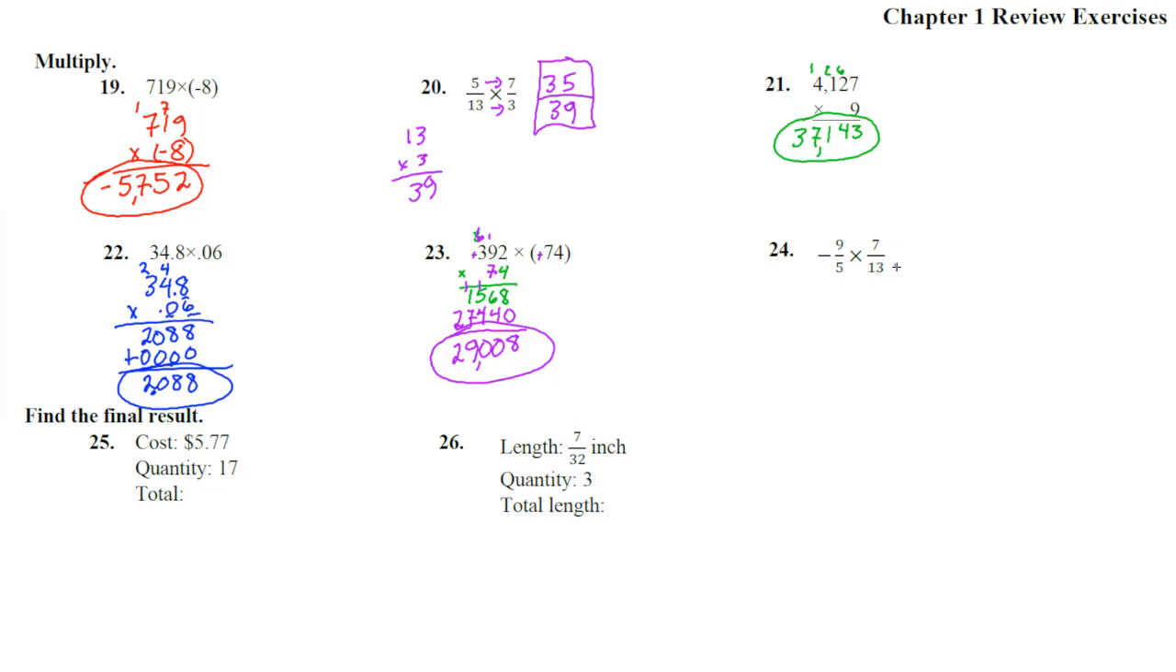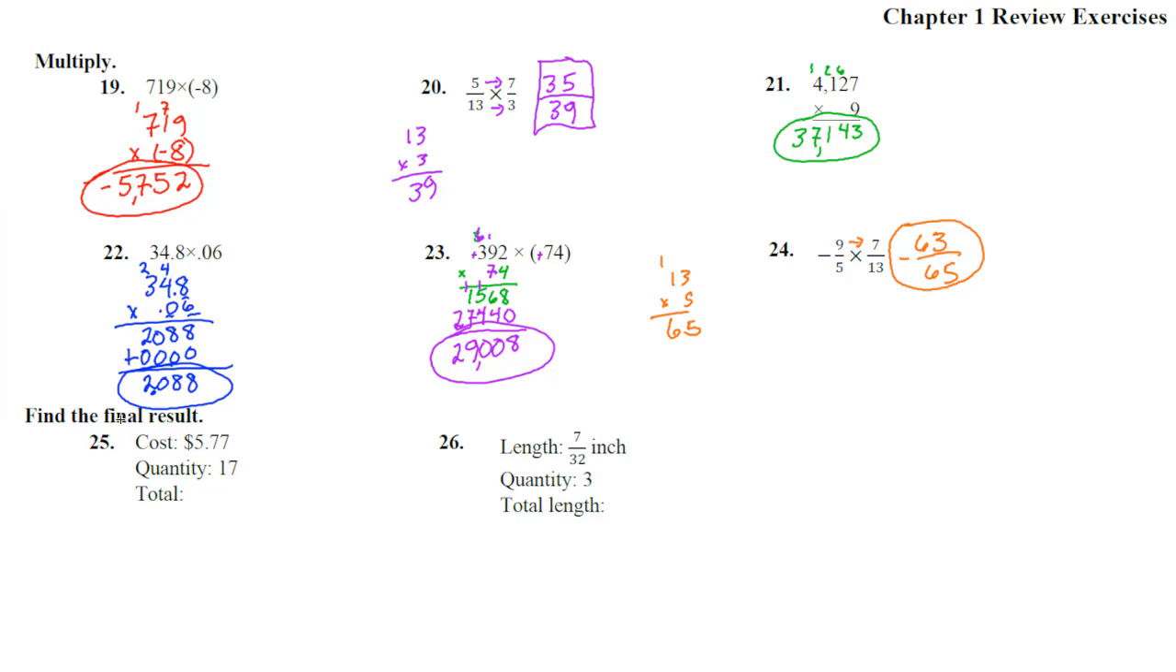All right, number 24. This is a fraction times a fraction, so we go straight across. 9 times 7 is 63. 5 times 13, let's go ahead and write it over here. 5 times 3 is 15, carry the 1. 5 times 1 is 5, plus 1 is 6, so 65. Good, and negative times a positive is negative. So we end up with negative 63/65. Good.